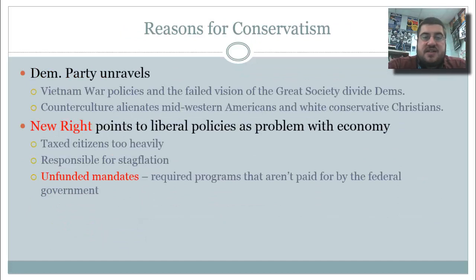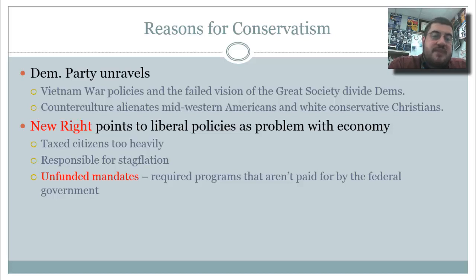Reasons for conservatism: you can see the Democratic Party unraveling because of the race riots of the 1960s and the destruction of the Great Society program. The Vietnam War also divides Democrats. The counterculture is alienating people in the middle part of the country. It's mostly on the coasts, and it's also alienating white conservative Christians from the South who have mostly voted Democrat since the Civil War. But now these civil rights policies are getting these white conservative Christian Southerners to change their mind, and that's a part of Richard Nixon's Southern strategy to get them to vote Republican. And for the most part, all the states in the South now vote Republican.